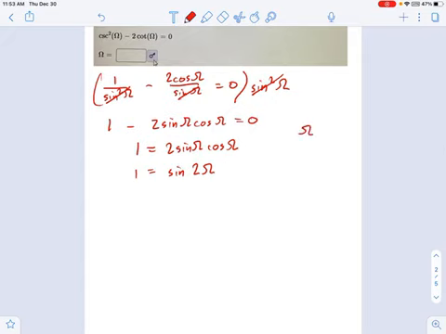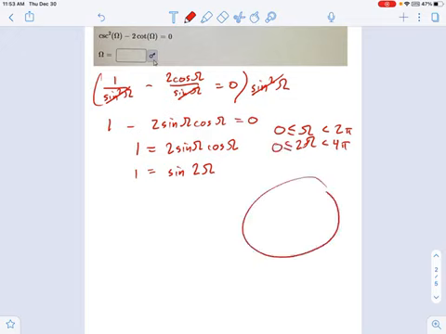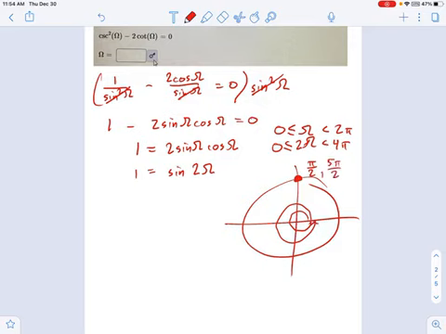Remember, omega needs to be between 0 and 2 pi, okay, which means 2 omega is going to be between 0 and 4 pi. Meaning, on our unit circle, the sine of some angle equals 1. That's only going to be right here at the top. So my two solutions are pi over 2 the first time you go around the circle, and the second time you go around the circle, you hit 5 pi over 2. So in other words, 2 omega equals pi over 2 and 5 pi over 2. That means omega equals pi over 4 and 5 pi over 4.